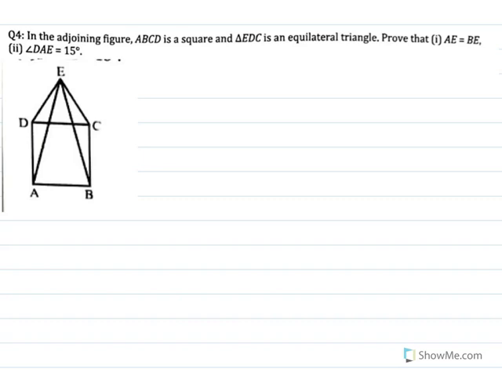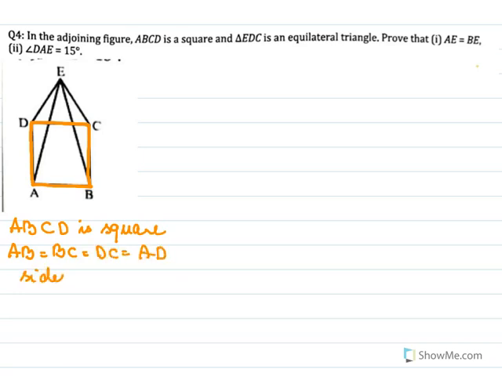In the adjoining figure, ABCD is a square and EDC is an equilateral triangle. Prove AE equal to BE. So we have a square, which means all sides are equal. So remember, if ABCD is a square, all the sides are equal. Let me write that. ABCD is a square. Therefore AB equal to BC equal to DC equal to AD. Sides of a square.